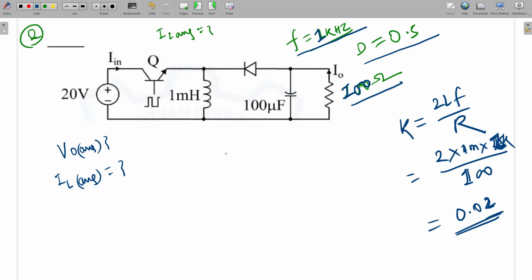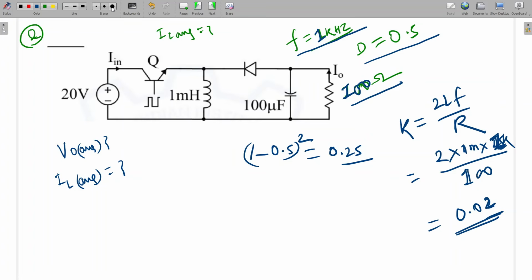So what will be the K critical for buck-boost? It will be (1 minus D) square, so (1 minus 0.5) square, which is 0.25. So K is less than K critical: discontinuous. So now, how can we proceed?